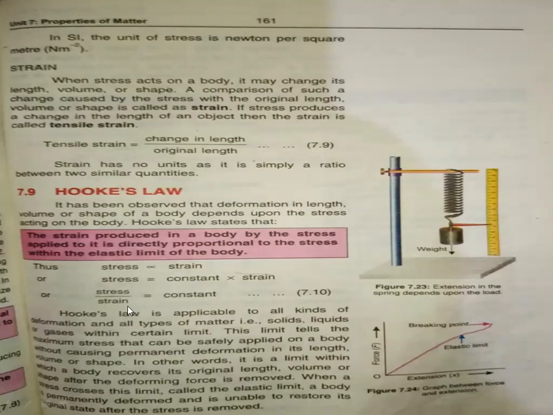Hooke's law, the name of the scientist is Hooke. Hooke's law is applicable to all kinds of deformation and all types of matter, but only within the elastic limit, where the body will not change its position. It will come back to its original position, that is called the elastic limit. So Hooke's law is applicable for all types of matter, whether it is solid like a pen, liquid, or gases, within a certain limit.